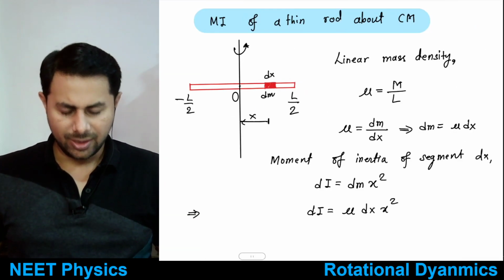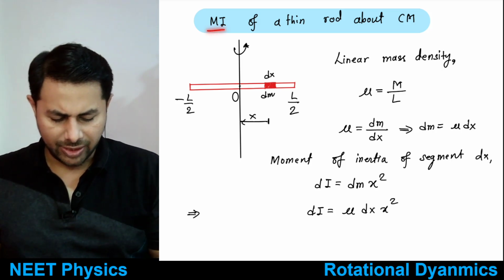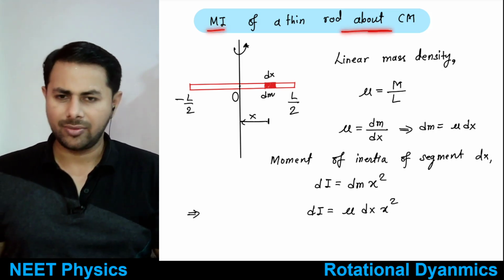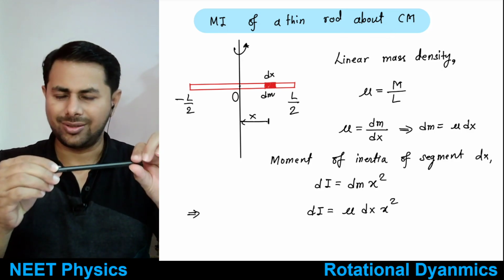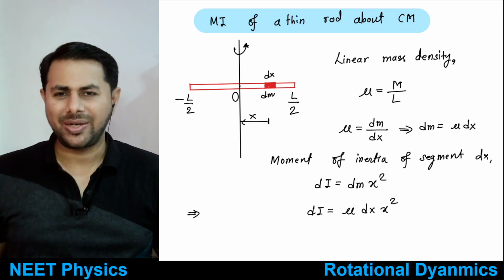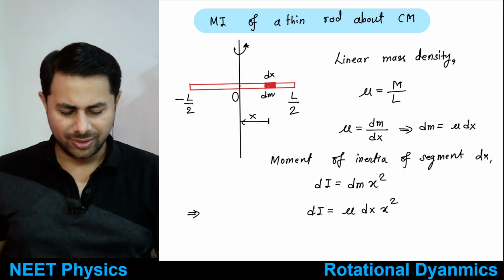So then we can apply it. We apply that for a thin rod. For example, you have this pen. It's like a uniform thin rod. Suppose I want to find out its moment of inertia. What should I do?